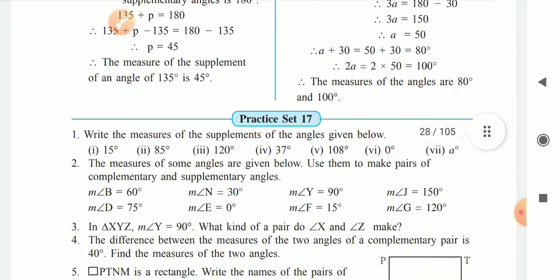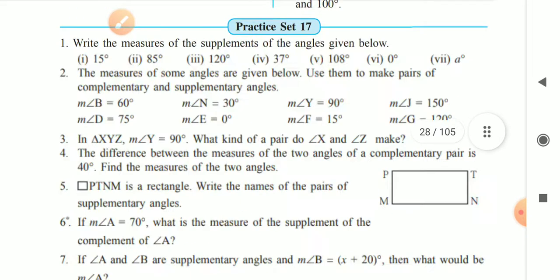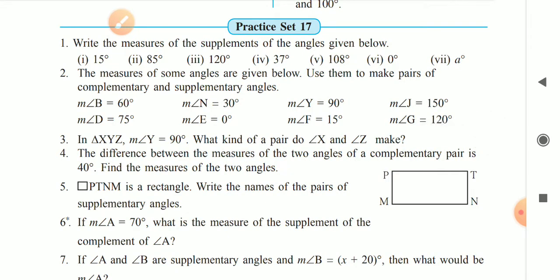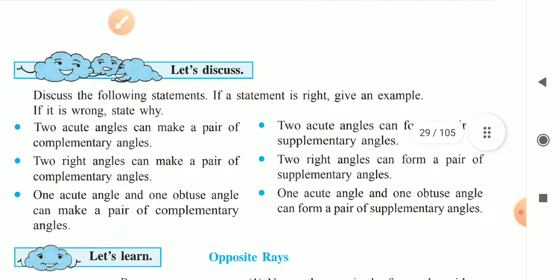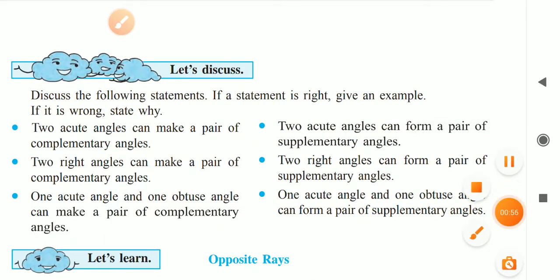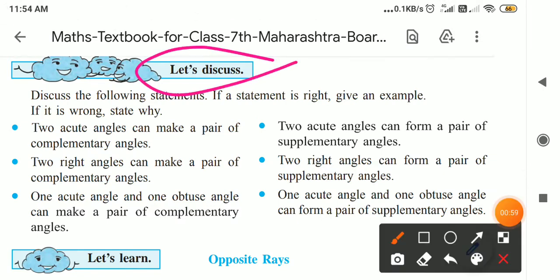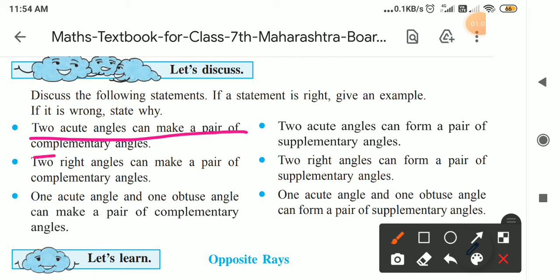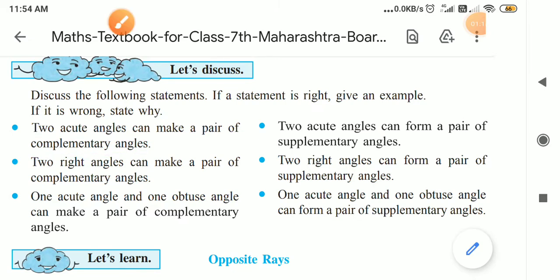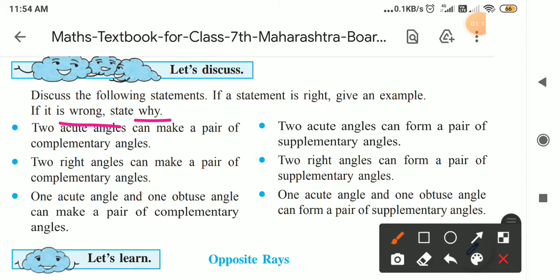Yesterday I showed you these examples and I told you to solve practice set number 17. All of you solved it, I told you. Now we will see the next one, that is the let's discuss point. If you see here, the first discussion point is: two acute angles can make a pair of complementary angles. Is it right or is it wrong? That we have to discuss.